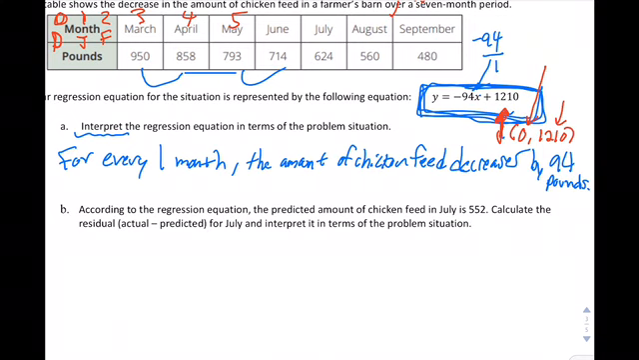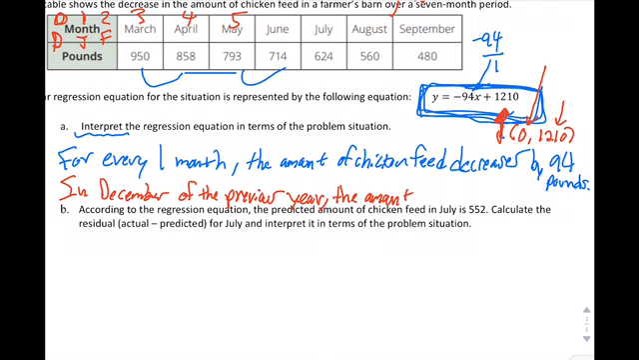And 1210, well, this is how much chicken feed they had. So we can say that in December of the previous year, the amount of chicken feed is 1,210 pounds.